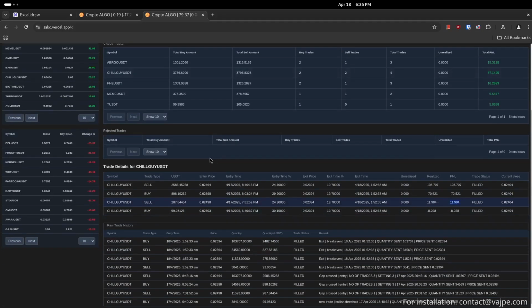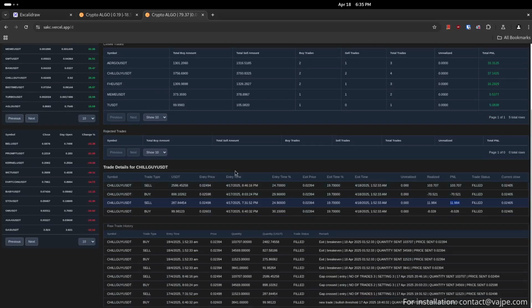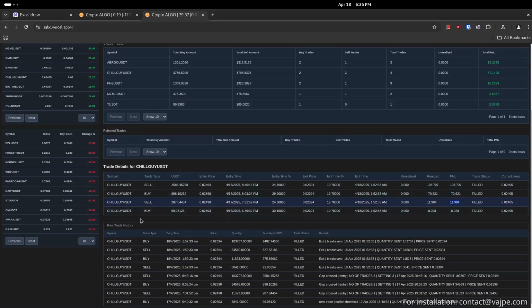To talk about the latency at which the trades are taken, and the amount of slippage you're going to face if you run the strategy or the trading bot, you can see that there is some slippage that happens. So the first entry is at 0.02603, and the next entry is at 0.02498.